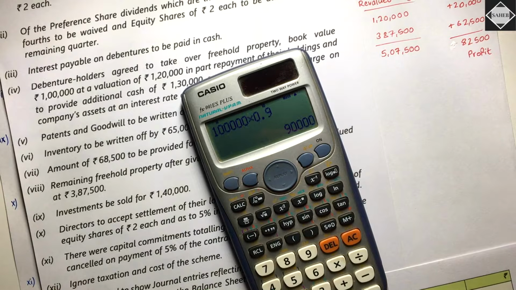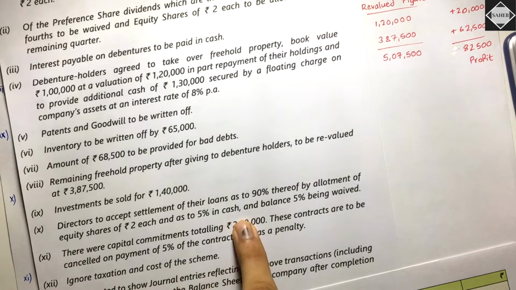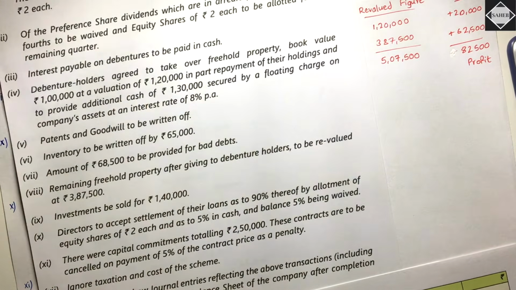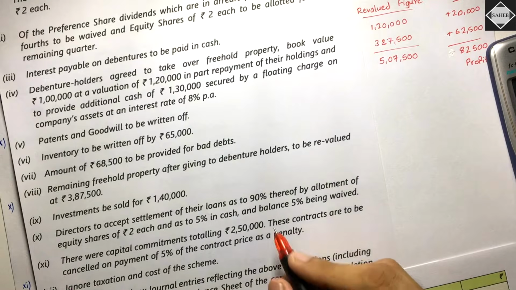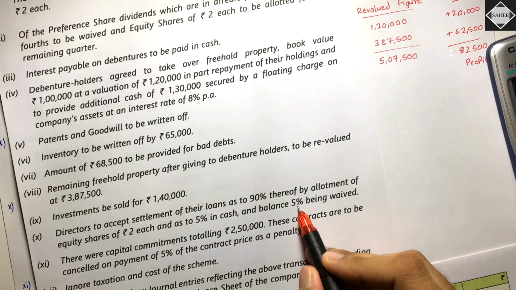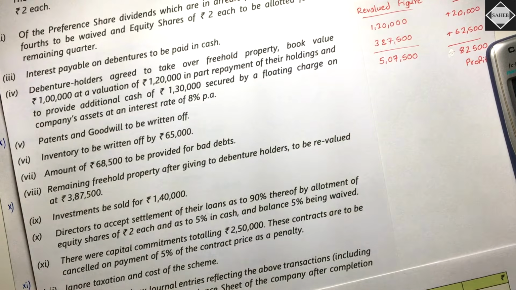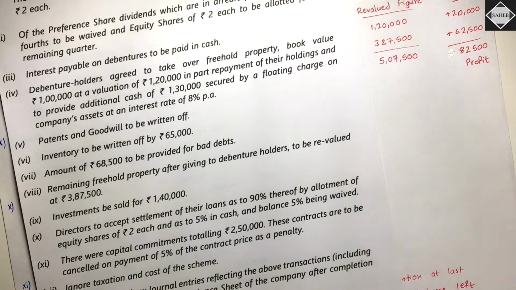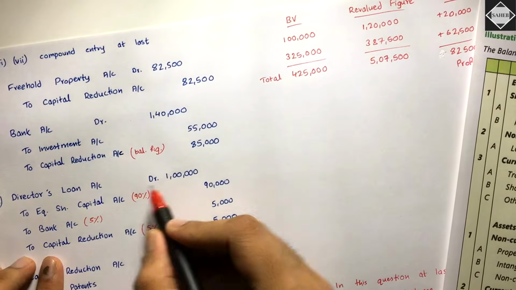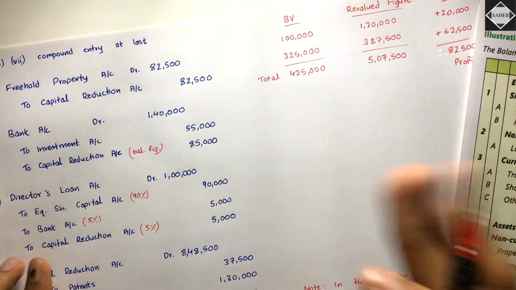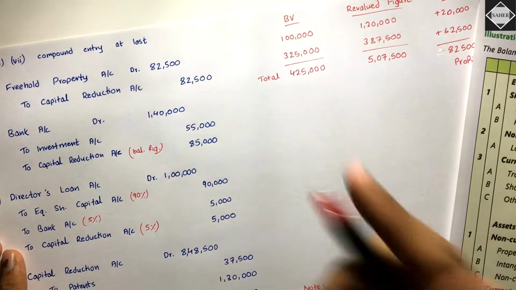And then the remaining 5% will be paid in cash, which is 5,000. 5% of 1 lakh, 5,000, will be paid in cash. And the remaining 5% is the gain for us, because directors have foregone it. 5,000 will go to capital reduction, the gain on this. So let's see the journal entry. It's really simple. Directors loan account debit, the entire liability is being closed, 1 lakh. Okay, it's killed.